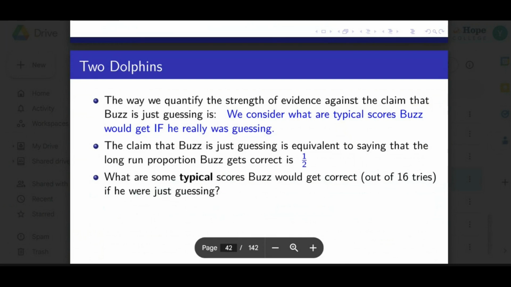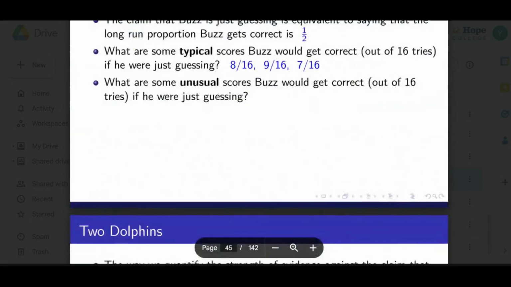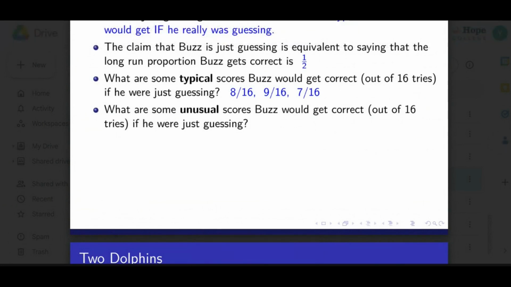Can you give me some typical scores that you get if you guess on an exam true false test with 16 questions? Can anyone just give me fractions? What out of 16 would be a typical score if you guess on a true false test with 16 questions? Anyone? Okay, 6 out of 16. Anything else? 7 out of 16. Yes, these are all very typical. Good. When you guess on a true false test, these are scores you could certainly see quite often.